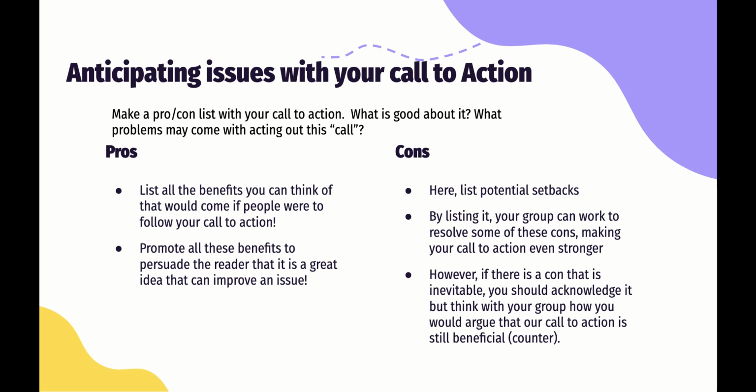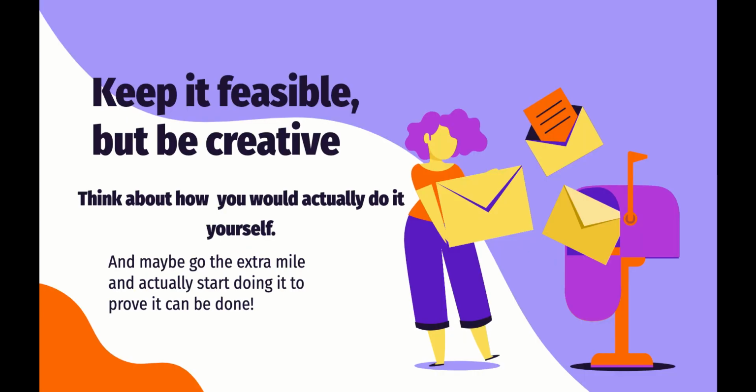If there's a con that is inevitable, however, you should acknowledge it, but think with your group how you could argue that your call to action is still beneficial. So still have some sort of counter, even though there's going to be inevitable cons that sometimes you can't answer all of the time. Basically, keep it feasible, be creative. Think about how you would actually do it yourself. And maybe go the extra mile and actually start doing it to prove it can be done.